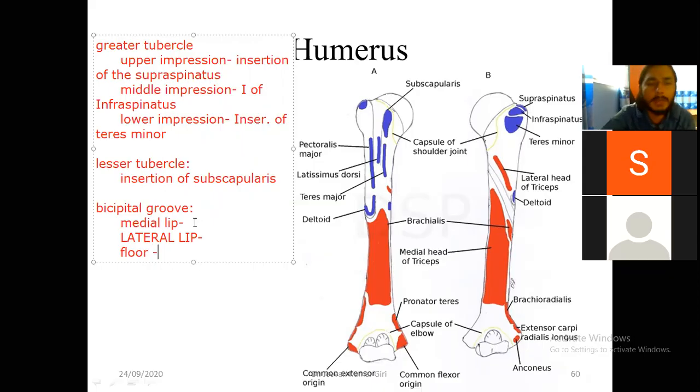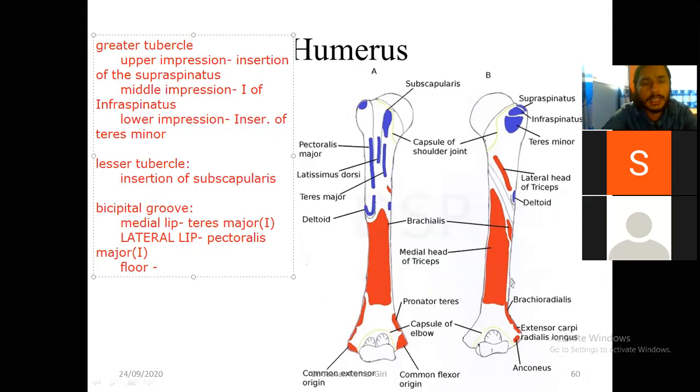Now see, in the medial lip you will see the insertion of the teres major. Just in bracket I will write I. I means insertion, okay? For origin I will write O. In the lateral lip there is the insertion of pectoralis major. For insertion, I will write I. Now see, in the floor there is the insertion of latissimus dorsi.